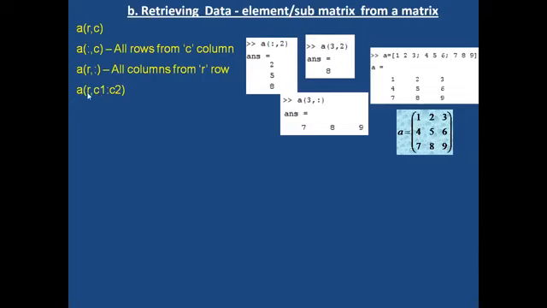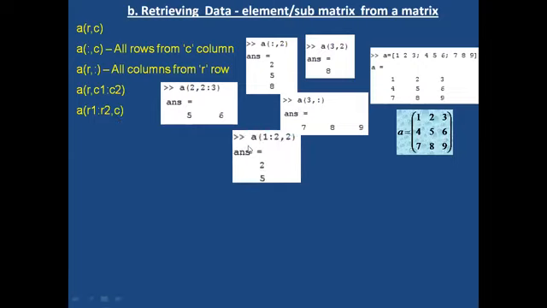Next you can give R comma C1 to C2, which means a specific row but a range of columns. The example is A(2,2:3). Second row, I am retrieving the second to third column. The 2 indicates the second row, and 2:3 indicates the second to third column. You will get only 5, 6. That is the answer.